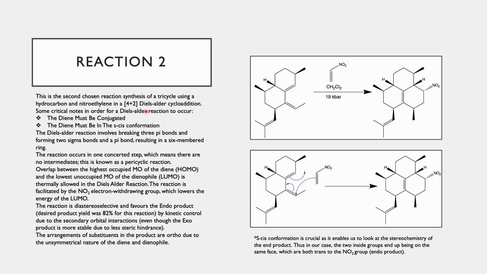Just some key points. In order to carry out the Diels-Alder reaction, the diene must be conjugated, which in our case it is, and it must also be in a cis conformation, which our molecule is. Looking at the mechanism itself, we can see that 3 pi bonds break, so the first one being here, second here, and third here. And this results in the formation of 2 sigma bonds. Now, this formation of sigma bonds is more energetically stable, which is a major driving force in the actual forward reaction.